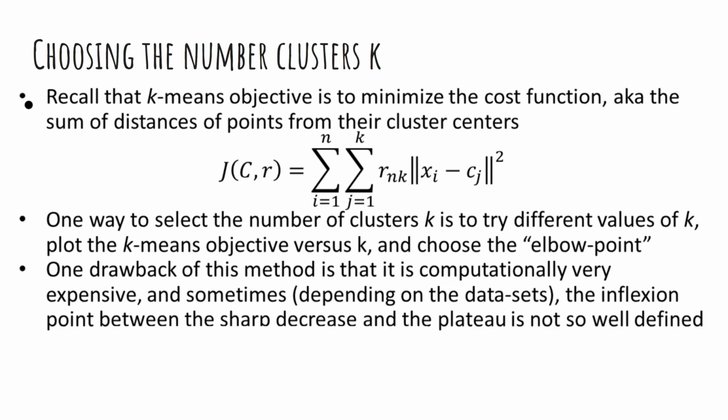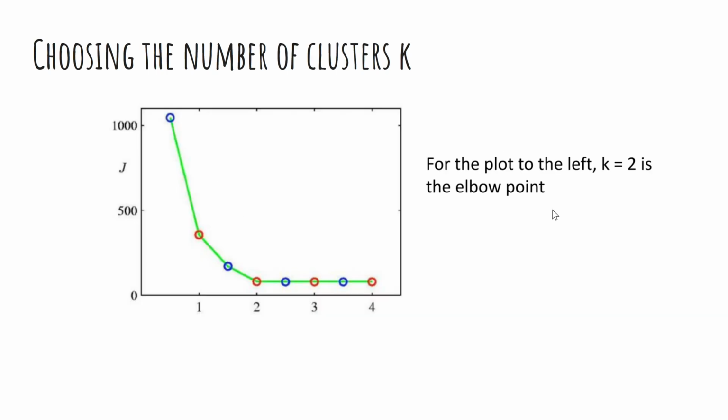The inflection point between the sharp decrease and the plateau is not so well defined. Choosing the number of clusters k: for the plot on the left, k equals 2 is the elbow point.